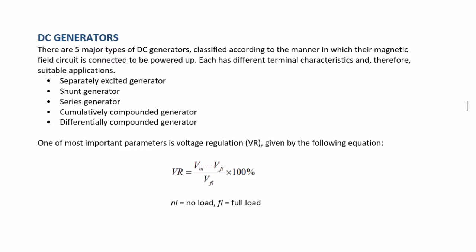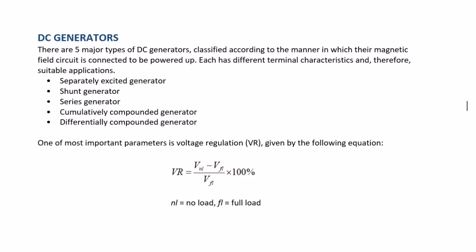Okay, one of the most important parameters when we discuss DC generators is what we call the voltage regulation, which is given by the equation shown in the slide here: VR, or the voltage regulation, is equal to VNL minus VFL over VFL times 100%. VNL is the no load output voltage, and VFL is the full load output voltage.